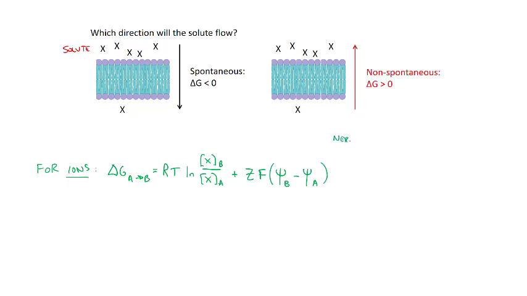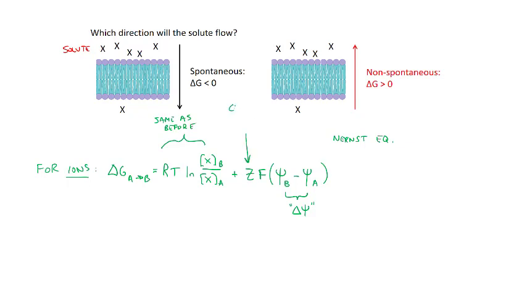This is what's called the Nernst equation. And this term is oftentimes written as delta psi, but I prefer to write it as psi B minus psi A so that you guys can keep track of which direction you're supposed to be going. So what is all this stuff? Well, the first term is the same as we saw before. That's just accounting for the concentration of your ion. What's all this stuff over here in the second term?